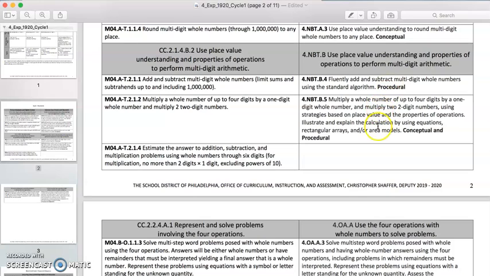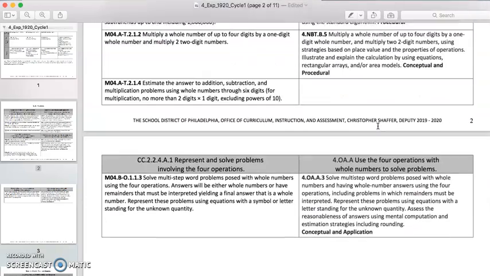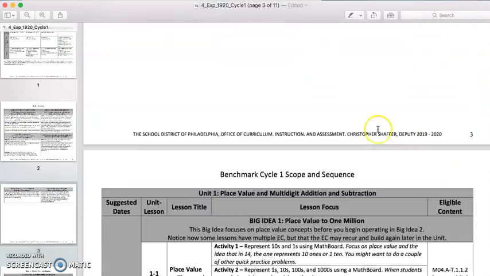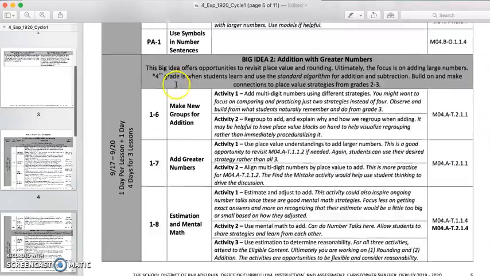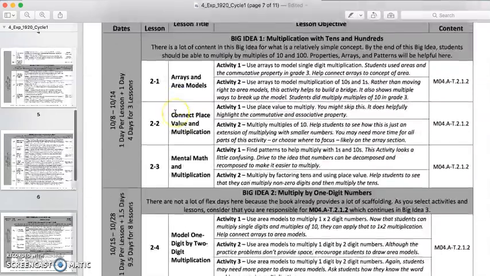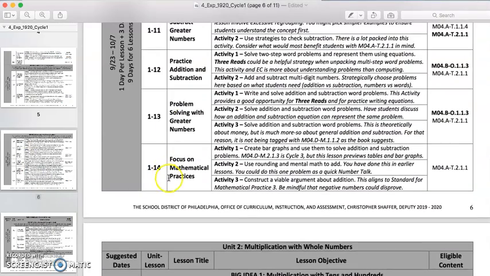So those are your standards. That's what's happening in cycle 1. It's a quick reference sheet for you. Then we get down here to the nitty-gritty of the lessons themselves, of the units themselves. Math Expressions has really large units. So Unit 1, place value and multi-digit addition and subtraction, is 14 lessons. It can be really hard to stay focused for 14 lessons.